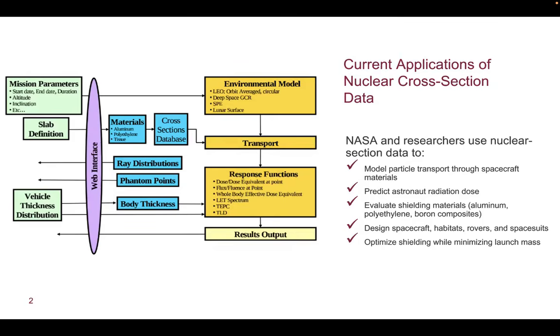Using these simulations, engineers can estimate astronaut radiation dose, compare different shielding materials such as aluminum or polyethylene, and optimize shield thickness while minimizing spacecraft mass. Without accurate cross-section data, these predictions become much less reliable.